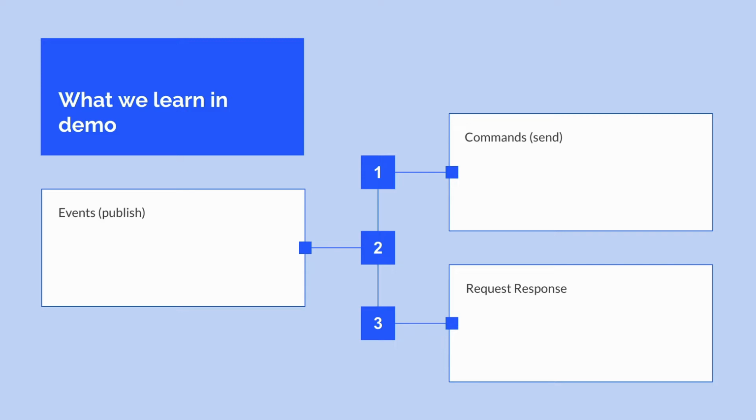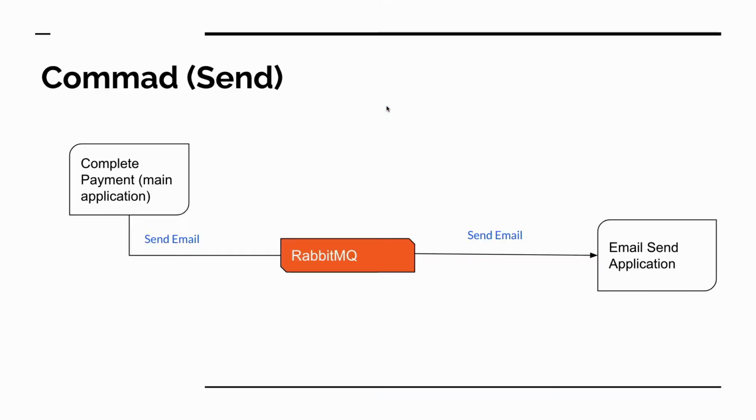Step by step, we learn three concepts. One is command send. Second is event publish. And third is request response. What is the difference between them? So, what is the command?